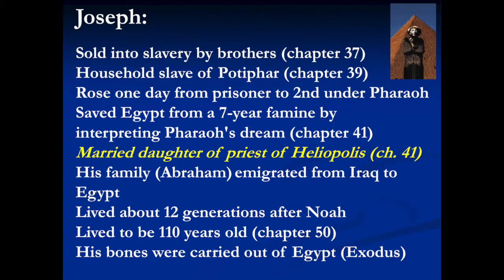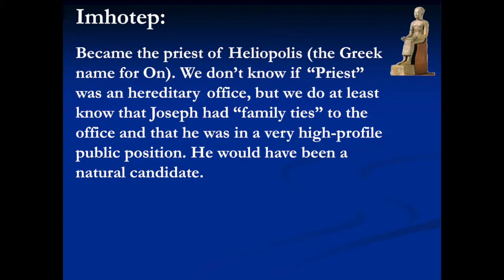Next slide, please. Asenath is the daughter of the priest of Heliopolis. Next slide. Imhotep is the priest of Heliopolis. Or becomes it. Heliopolis is Greek for On, which is the biblical name for the place. Now, we don't know if priest was a hereditary office or not. But if it was hereditary, or even if it wasn't, Joseph's all set up. He's married to the daughter of the priest.